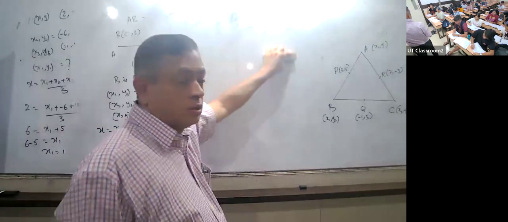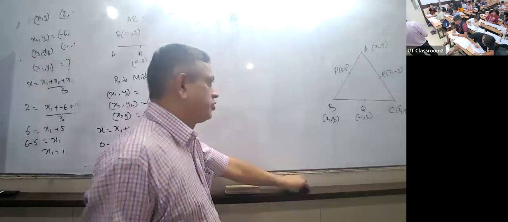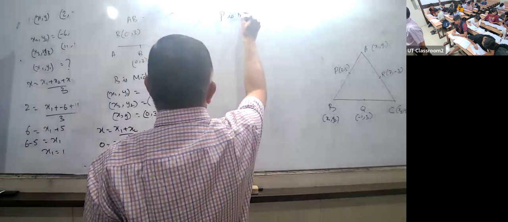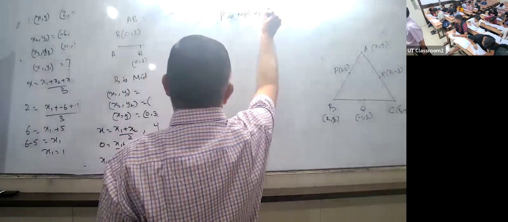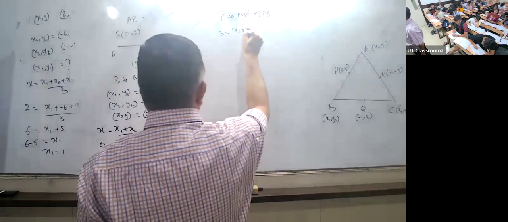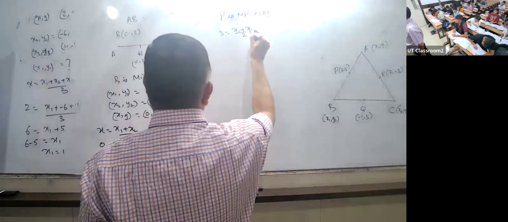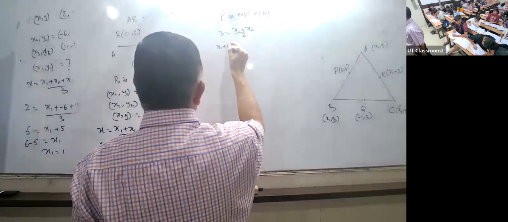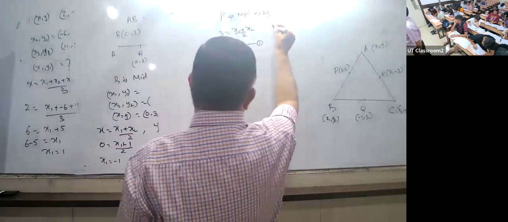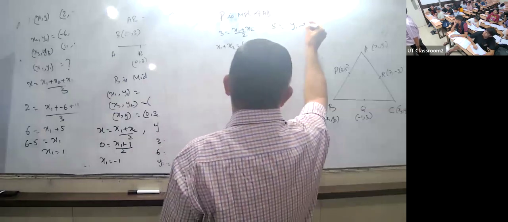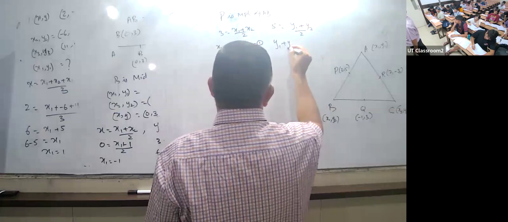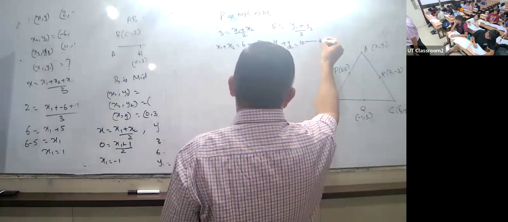Drawn. Then below write: P is the midpoint of AB. Therefore, 3 is equal to (x1 plus x2) by 2, that is x1 plus x2 is equal to 6, equation 1. For the y value, 5 is equal to (y1 plus y2) by 2, that is y1 plus y2 is equal to 10, equation 2.